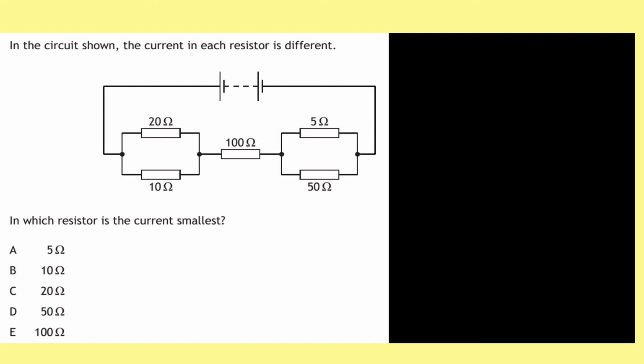So how do we figure that out? Well, the current value is going to be the smallest where we have the largest resistance. This parallel combination tells us that our total resistance is going to be less than 5. This total combination tells us our total resistance is going to be less than 10. So the largest resistance is 100 ohms. So that's our answer, E.